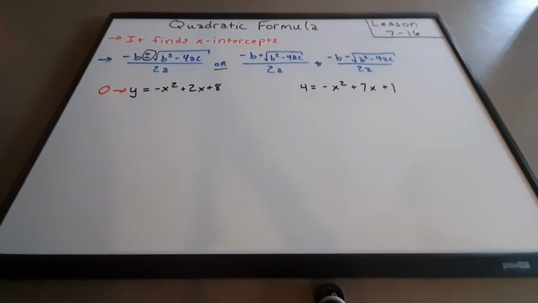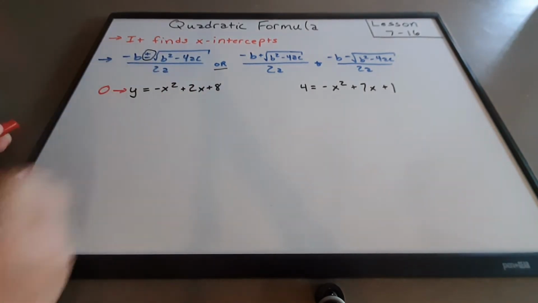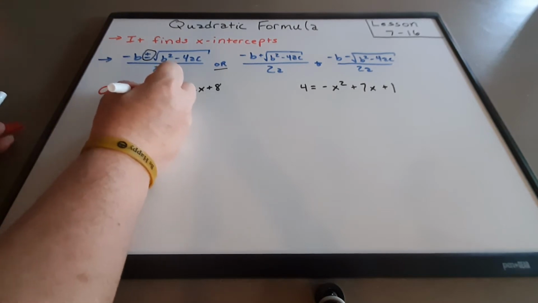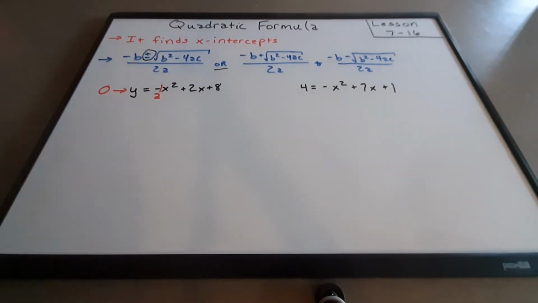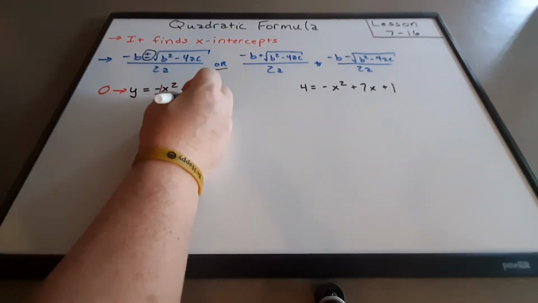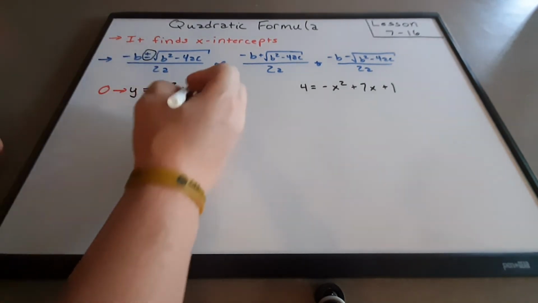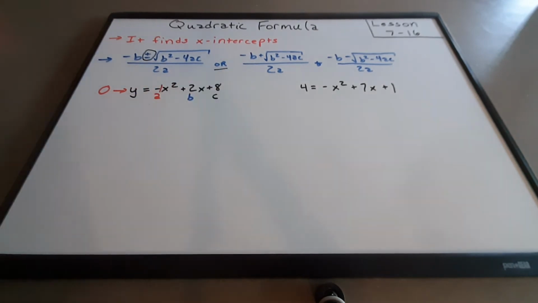First thing we need to do is identify the a, the b, and the c. Well, the a is always with the x that's being squared. Here we have a negative sign, meaning that our a value is negative 1. Our b value is always with the x, so our b value is positive 2 because of the plus sign. And our c value is the separate number, so here that's a positive 8 because of the plus sign.